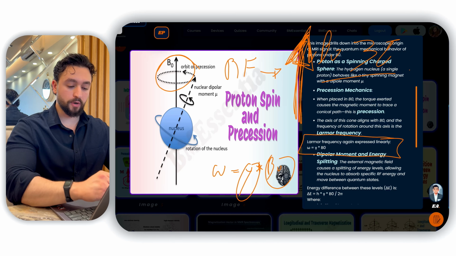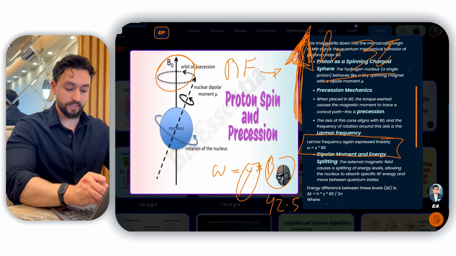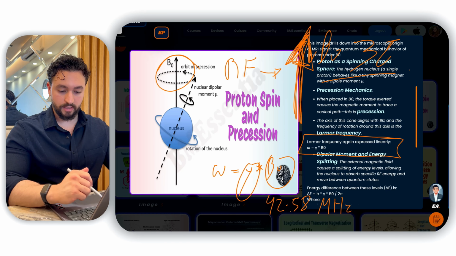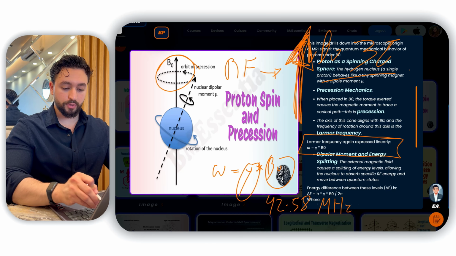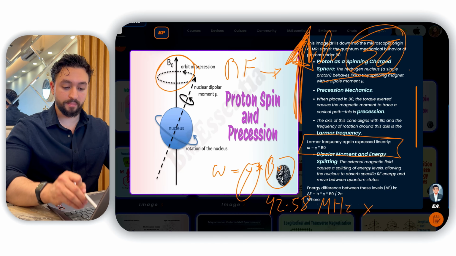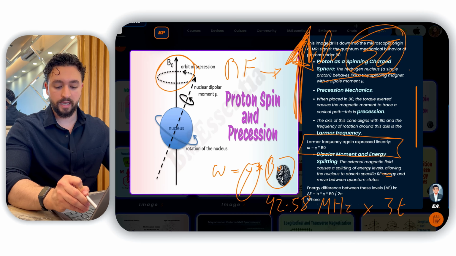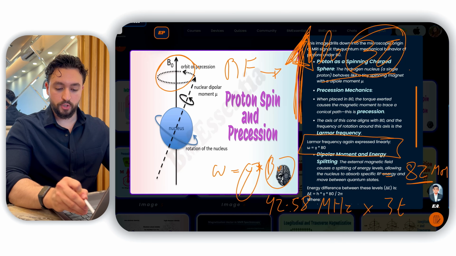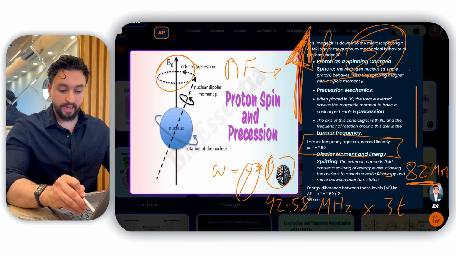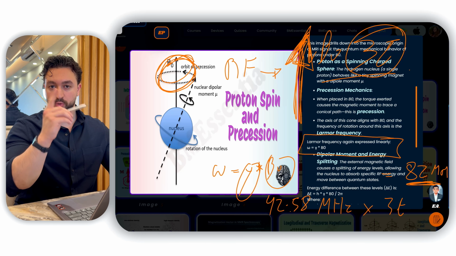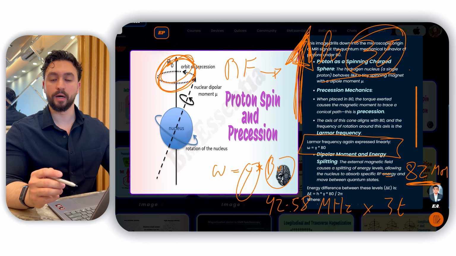Now, what is the gyromagnetic ratio? It is a set ratio of 42.58 megahertz per single Tesla. So we multiply 42.58 by the main magnetic field, which is 3 Tesla, and then we get a number. I haven't calculated it. Let's say 82 megahertz, for example, is the precessional frequency at which the protons are precessing and wobbling about their own axis.